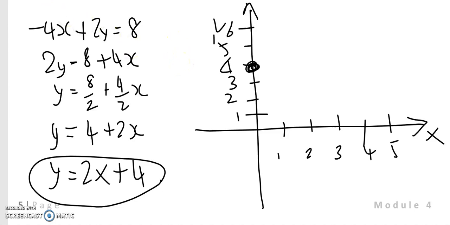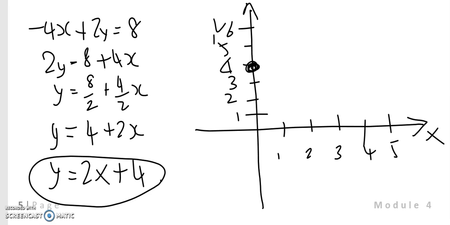So let's continue on this. So now we know that the intercept is 4. Now we need to find the rise and how to find this equation now. So the slope is 2x.